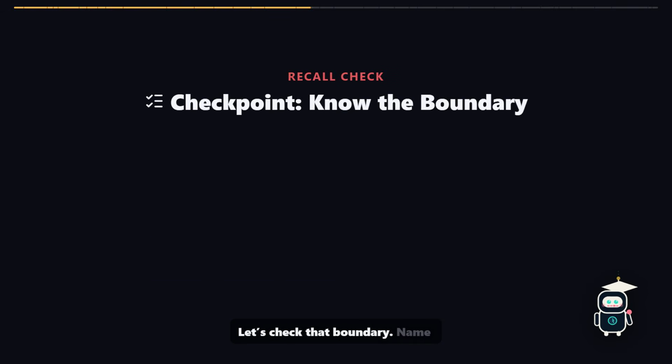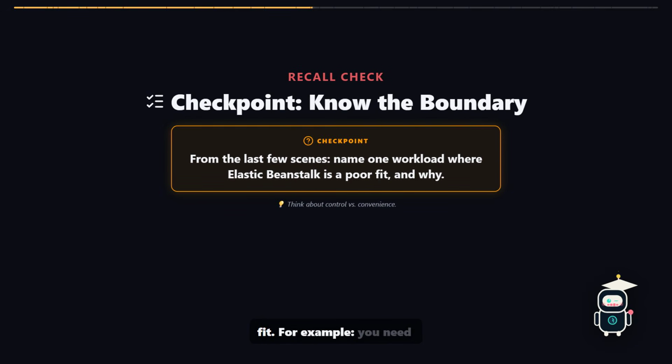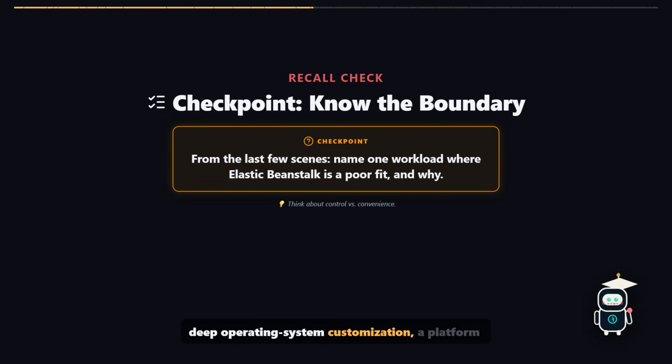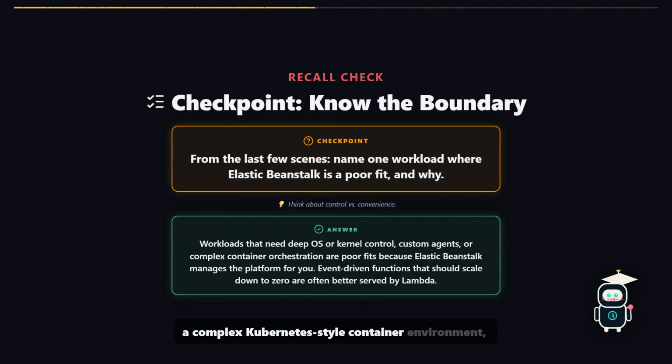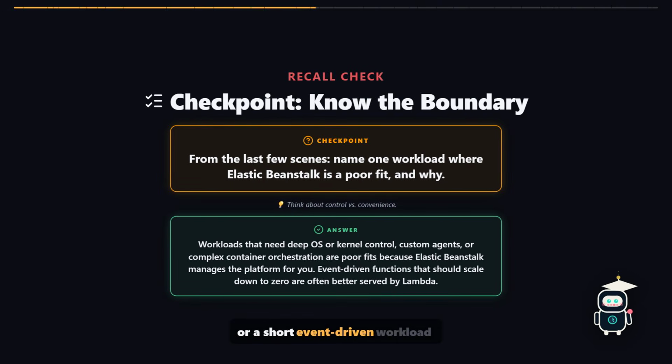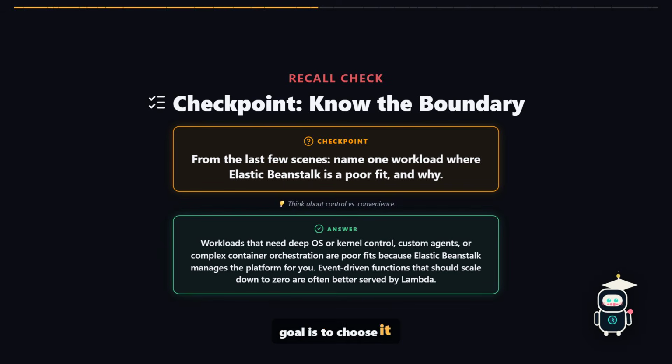Let's check that boundary. Name one situation where Elastic Beanstalk may not be the best fit. For example, you need deep operating system customization, a platform Elastic Beanstalk does not support, a complex Kubernetes-style container environment, or a short event-driven workload that is better expressed as Lambda. The goal is not to avoid Elastic Beanstalk. The goal is to choose it when its managed environment model matches the application you need to run.